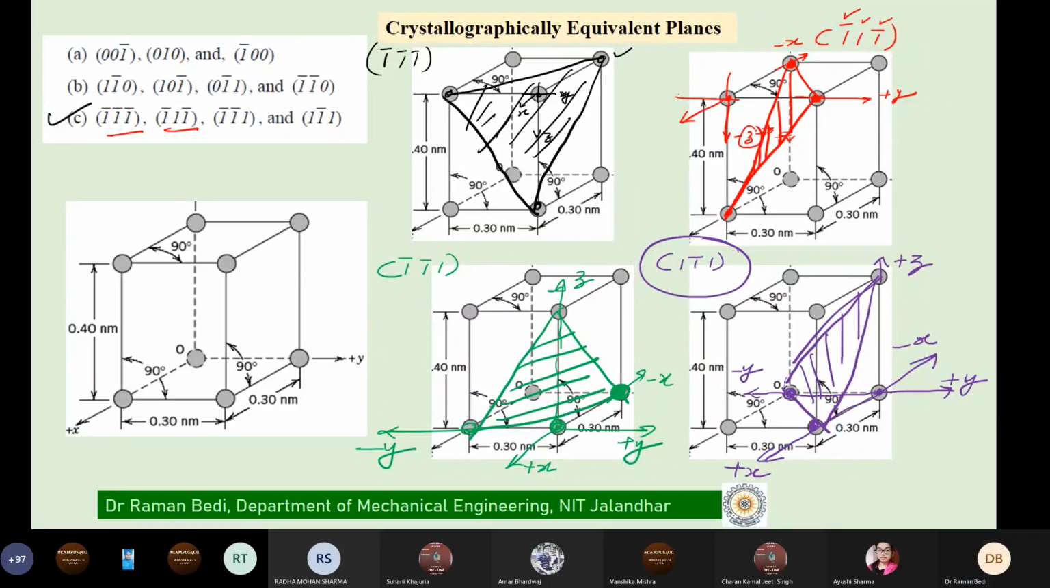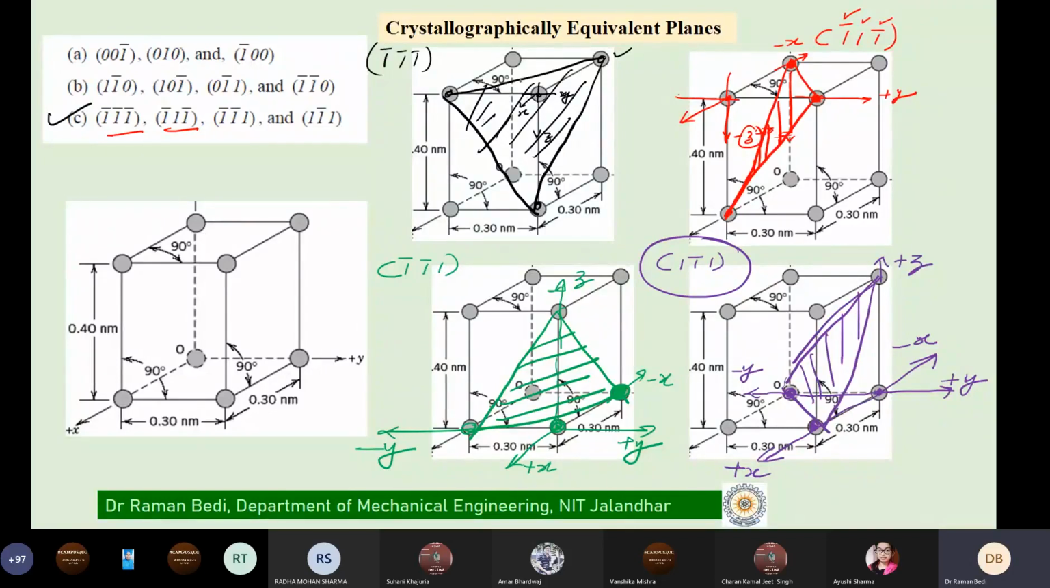Now, are they crystallographically equivalent, or what is your take on this? Anyone can answer if you have understood that? Are these planes having the same area? Yes, sir. They have, because all of them pass through.